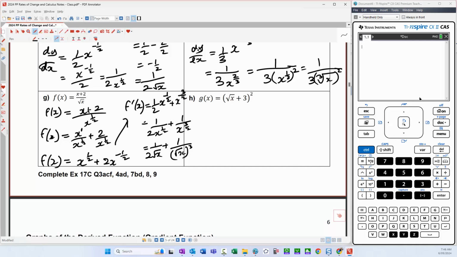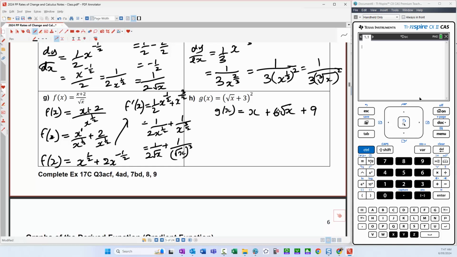All right, last one. So this one here, what we need to do is expand the perfect square first of all. So we're going to go g of x equals. Now when we expand the perfect square, remember what we do is we square the first, so that's going to be x. We do 2 lots of this times this, so it's going to be 6 root x. And then we square the last, so it's going to be plus 9.